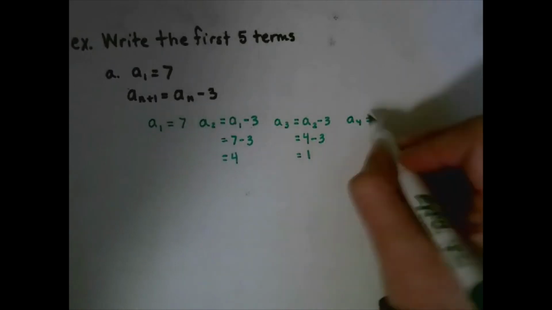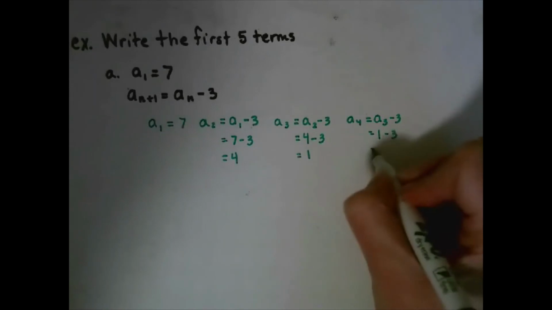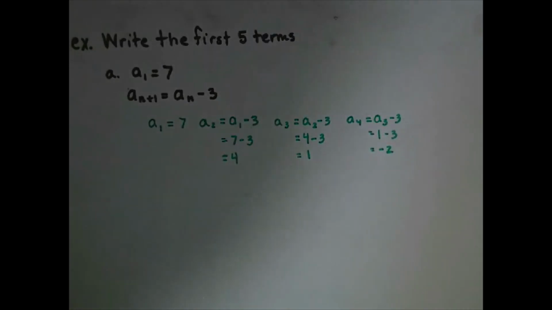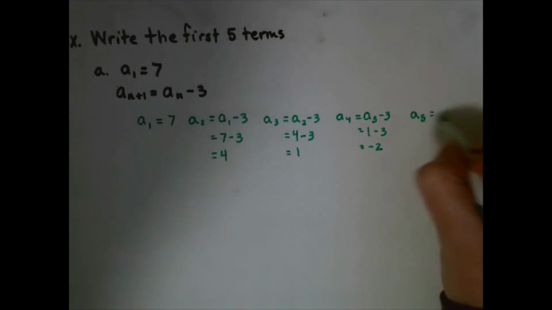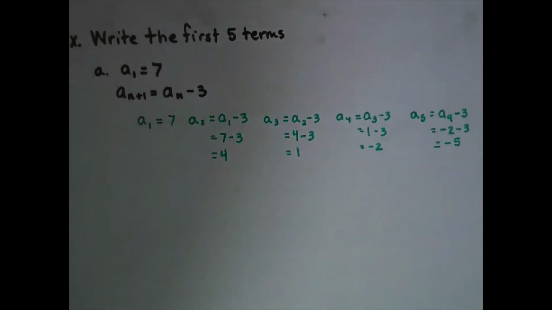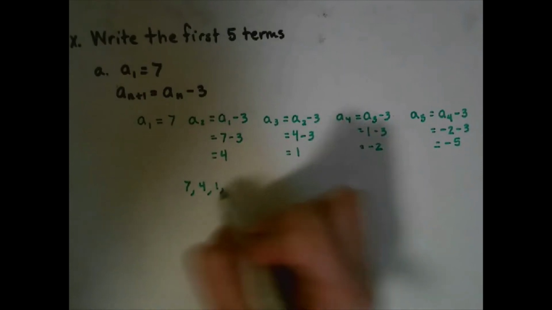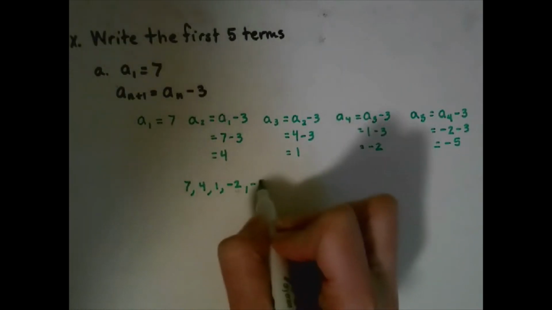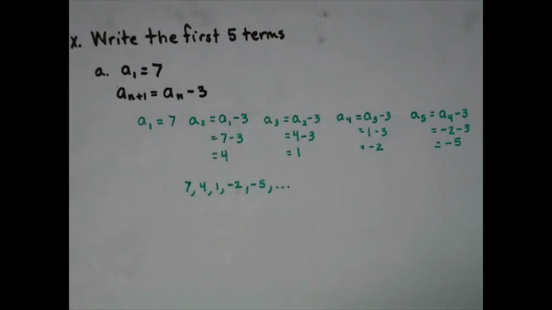A4 is going to equal A3 minus 3, which is 1 minus 3, which is negative 2, which makes A5 equal to A4 minus 3, which is negative 2 minus 3, which is negative 5. So this sequence is 7, 4, 1, negative 2, negative 5, and so on. But those would be the first 5 terms.